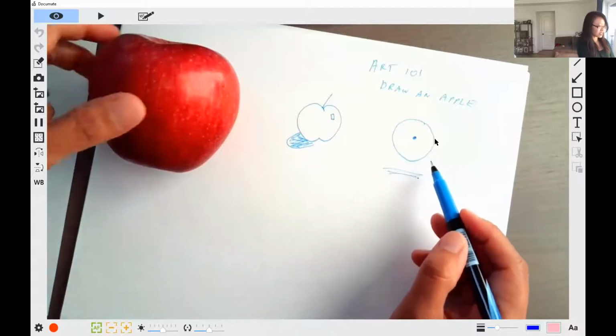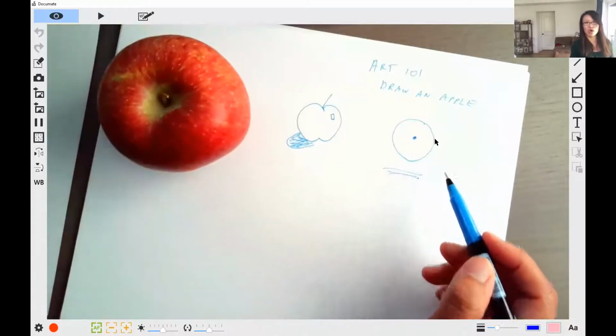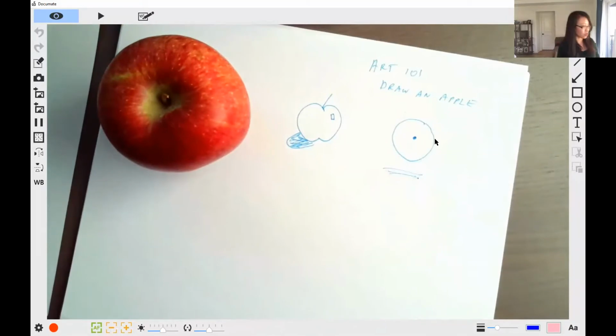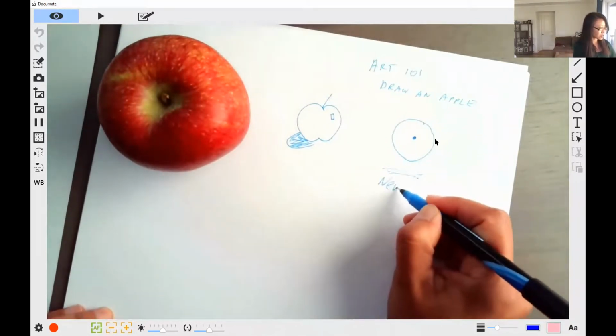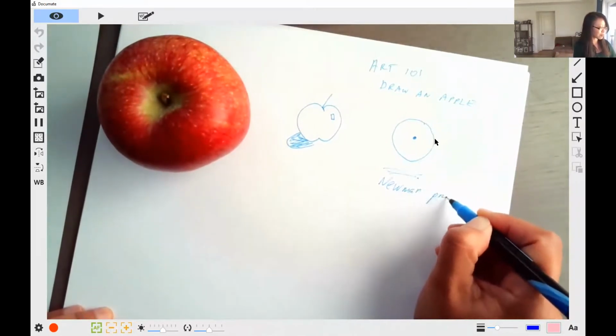But the reality is this is also an apple. It's just drawn from a Newman projection, or a Newman perspective. So you guys consider this analogy. This is a Newman projection of an apple.